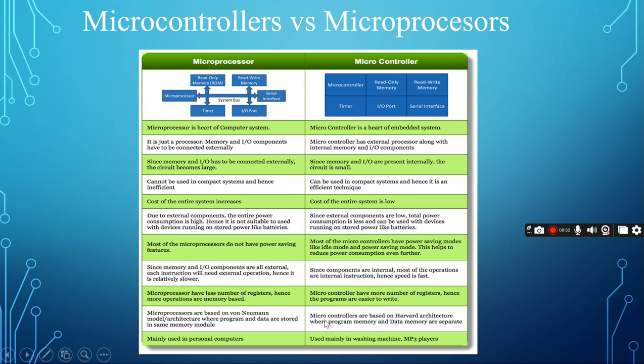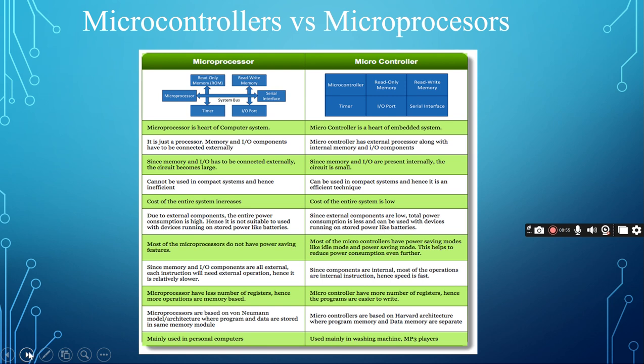Microcontrollers are based on the Harvard architecture, where program memory and data memory are separate. Microprocessors are mainly used in personal computers like laptops and desktops, used in offices and labs. And microcontrollers are used mainly in washing machines and MP3 players. So these are used in embedded systems.